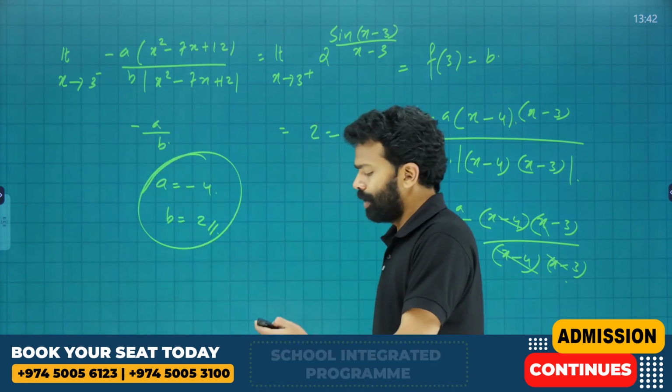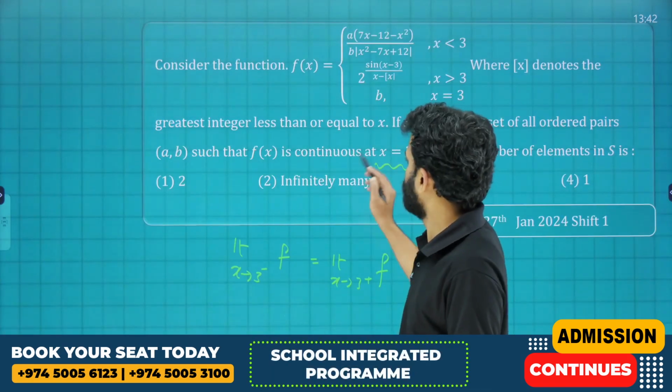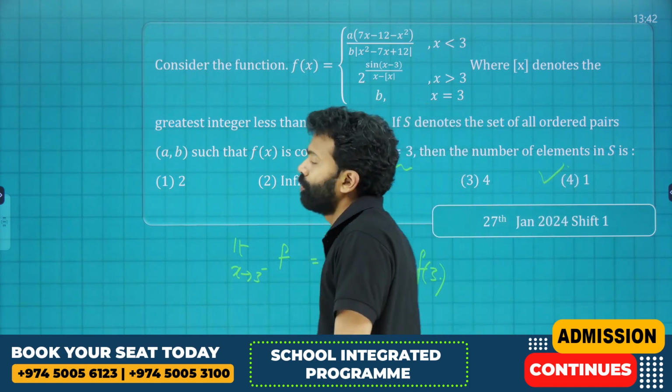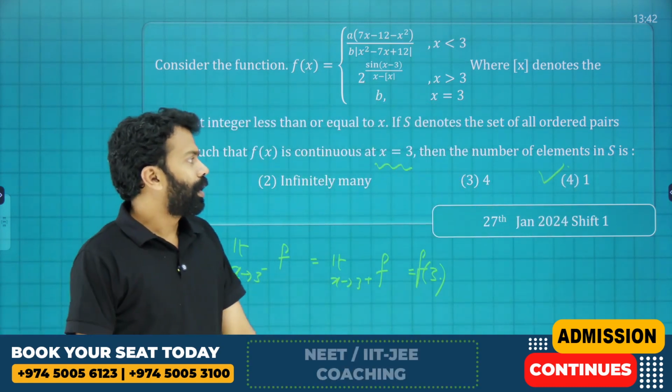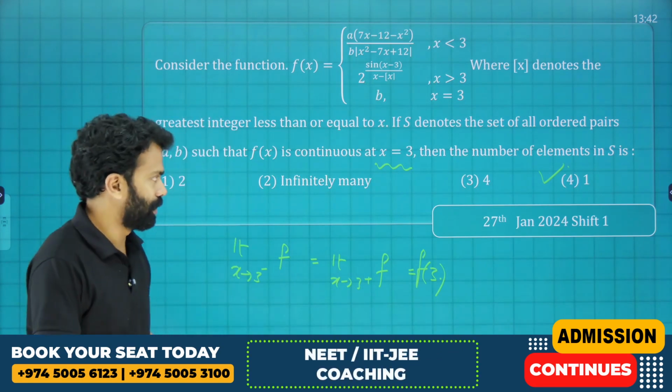Therefore, how many elements are in set S? That is only one element. So option number 4 is the correct one. Let's move to the next question.